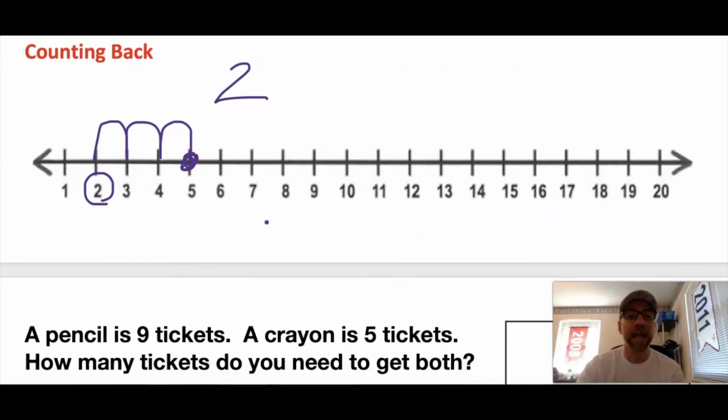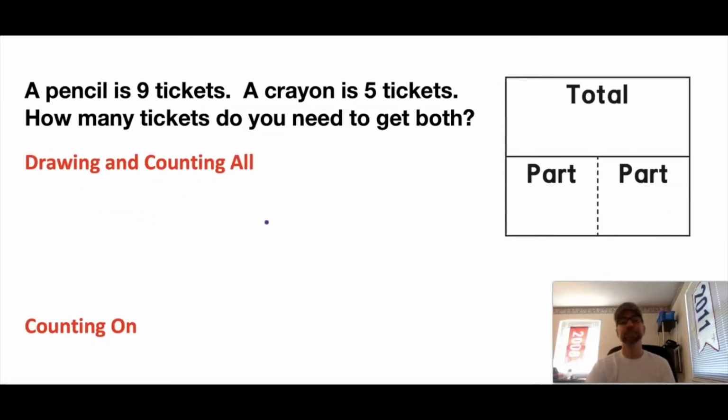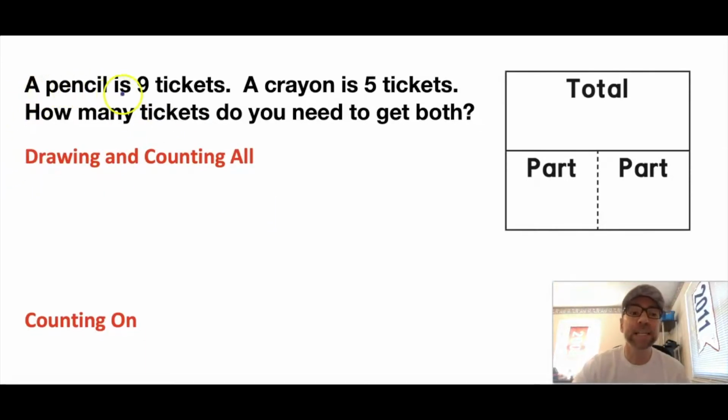Let's take a look at another one. Go ahead and clear off your whiteboard. Our next story says, a pencil is 9 tickets. A crayon is 5 tickets. How many tickets do you need to get both?